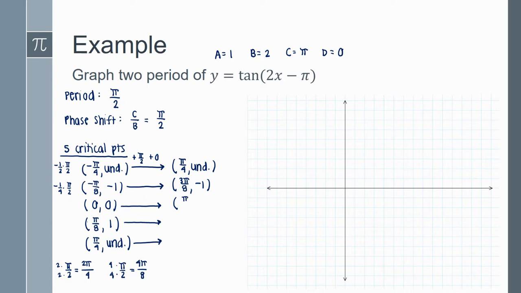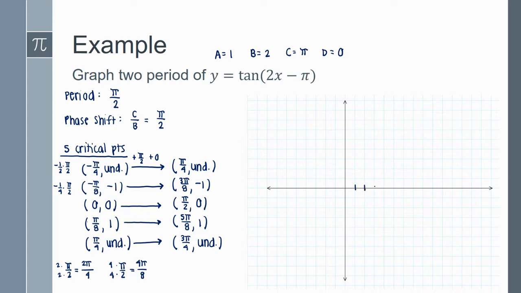0 plus pi over 2 is pi over 2, and we're still then at 0. Once again, pi over 8, we're going to add 4 pi over 8. That gives me 5 pi over 8, 1. And then finally, pi over 4, I'm adding 2 pi over 4, and that makes it 3 pi over 4, and we're back to being undefined. All right, so quite a few denominators there.